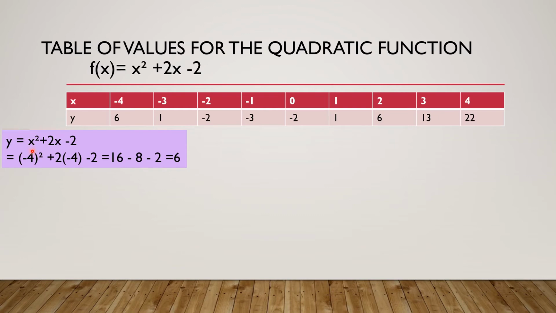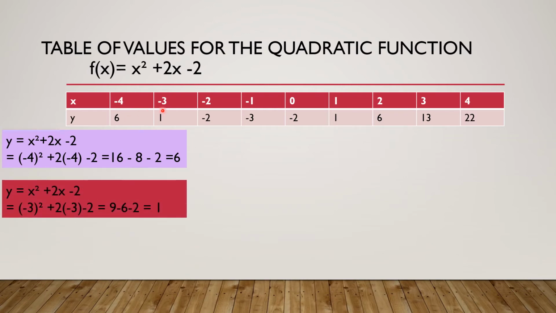So, y is equal to x squared plus 2x minus 2. Change x to negative 4, square that, plus 2 times negative 4 minus 2. So, negative 4 squared, that is 16. Then, 2 times negative 4, that is negative 8. And then, minus 2. So, 16 minus 8, that is 8, minus 2, 6. Okay, here, x is negative 3. So, negative 3 squared plus 2 times negative 3 minus 2. So, negative 3 squared is 9. 2 times negative 3, that is negative 6. Minus 2, that is equal to 1.